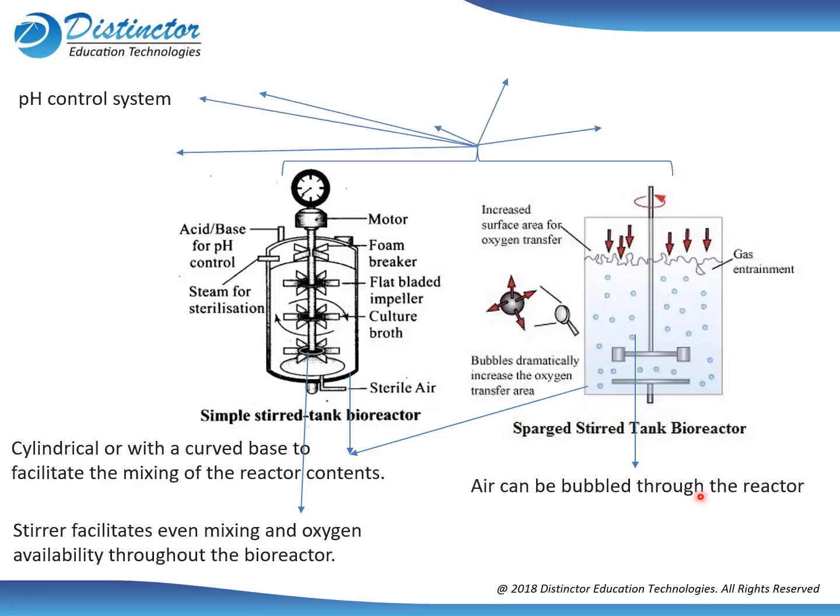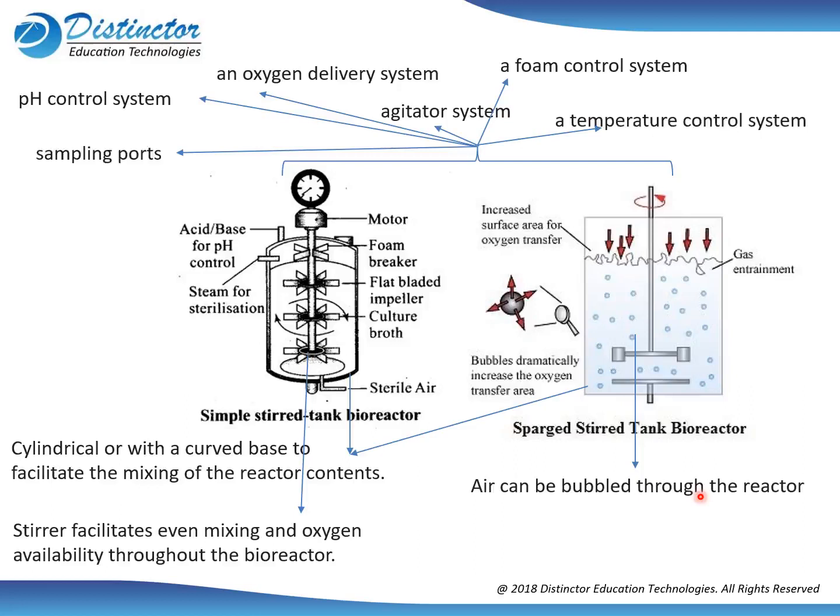These bioreactors have a pH control, an oxygen delivery system, an agitator system, a foam control system, a temperature control system, and sampling ports. Each part controls one thing. We can control the pressure and pH, we can control the temperature, we can break the foam, and we can mix the culture broth. Each equipment has its own role, so they constantly maintain the pH, temperature and oxygen throughout the culture.